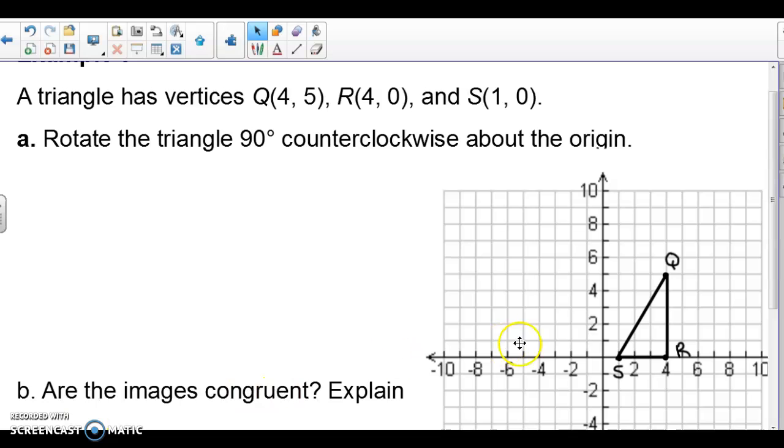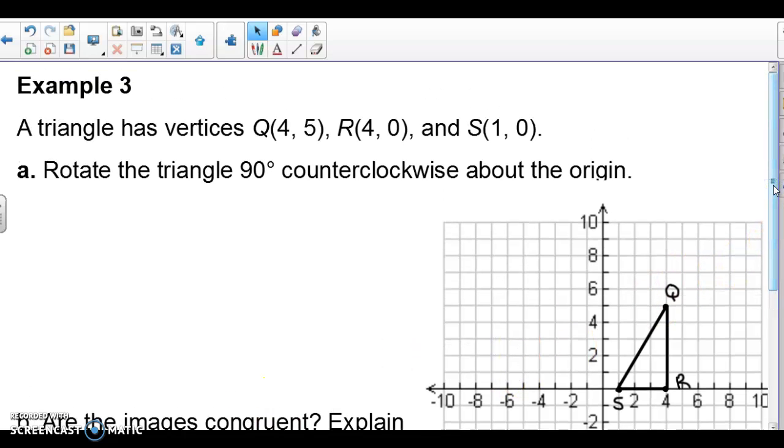Alright, so I've gone ahead to the next example and I already graphed our triangle QRS. If you want a second to do that, if you did print out the notes and you want a second to graph it, go ahead and pause the video. When you're ready for the next part, just resume.